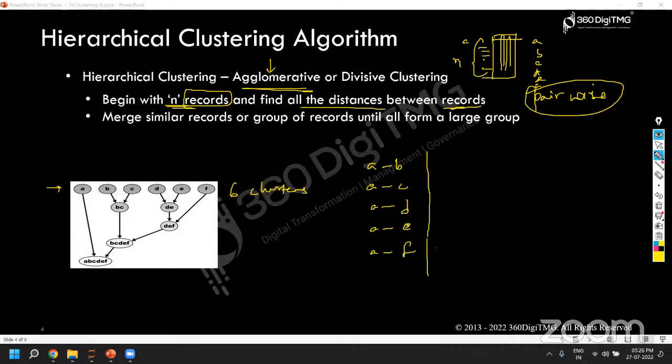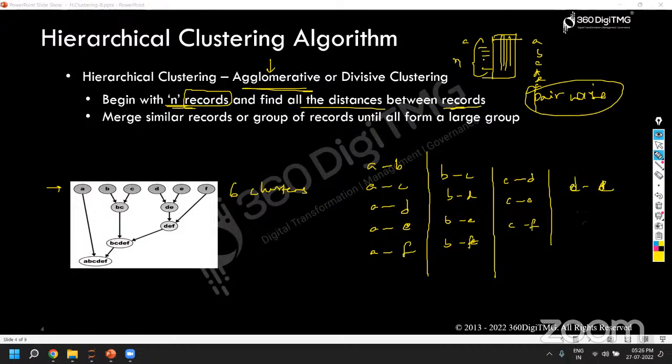But we also have to look at B to C distances, B to D, B to E, B to F. Similarly, we'll try and do distance between C to D, C to E, C to F. Then E to D, D to E, D to F, and finally E to F. So we are creating pairwise distances. We're calculating all the pairs.